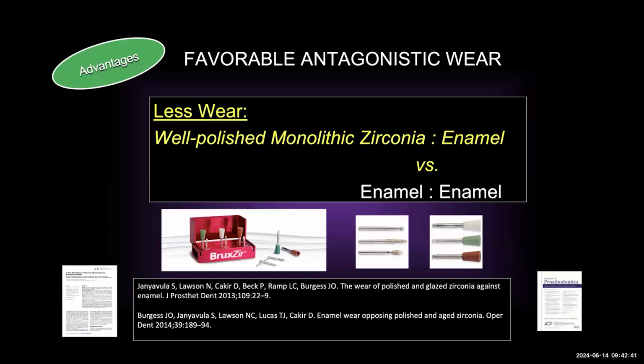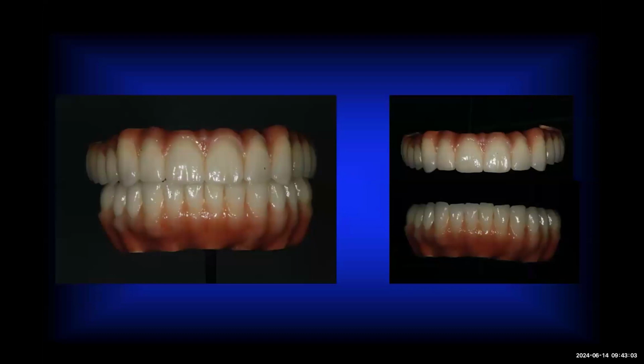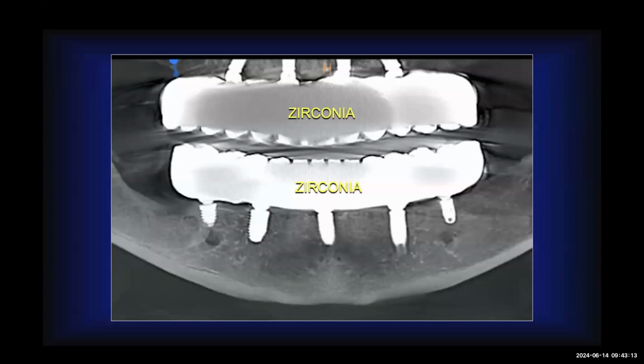Now, if you adjust it, you really do have to polish it, because non-polished monolithic zirconia is very traumatic to enamel. So I recommend you get the Bruxer polishers. It's a little kit with 3 different polishers in it, and it works very well. That's also from Glidewell. So in summary, in this situation, metal ceramic against metal ceramic is ideal, or zirconia against zirconia is ideal.